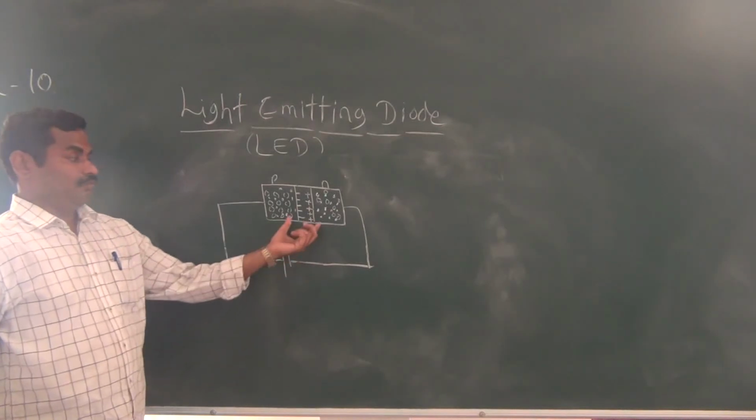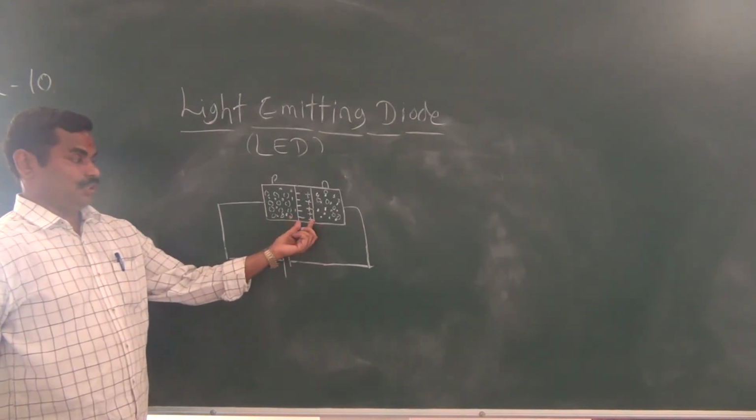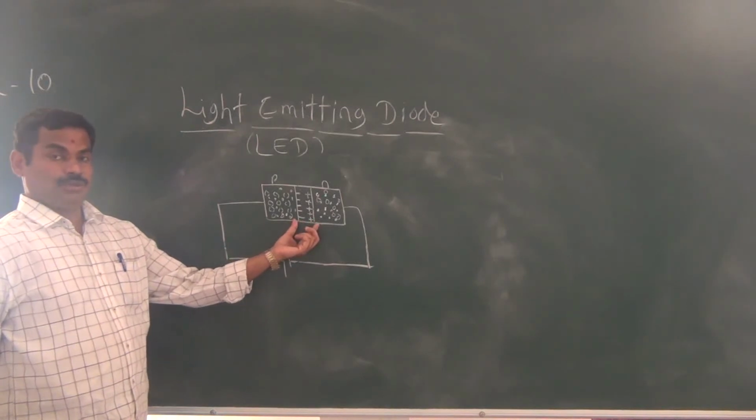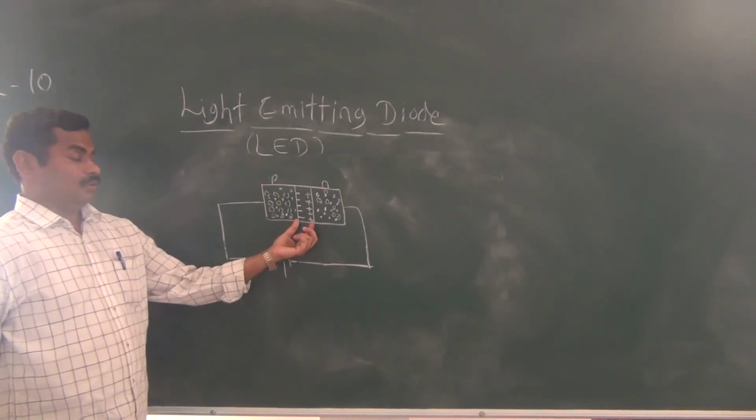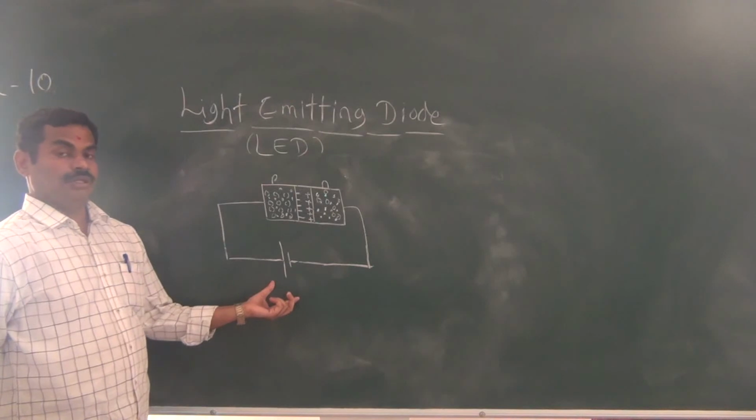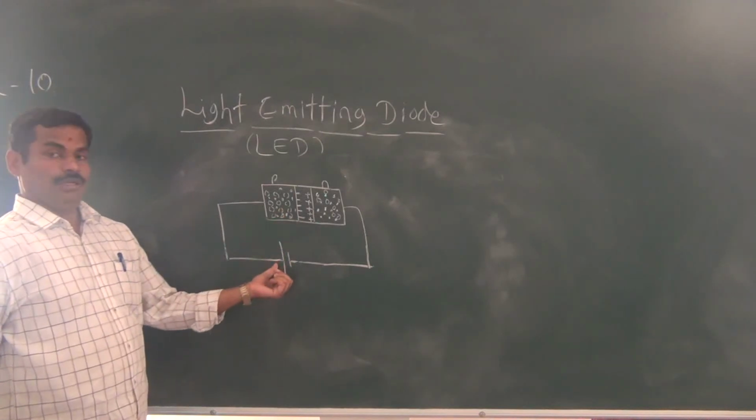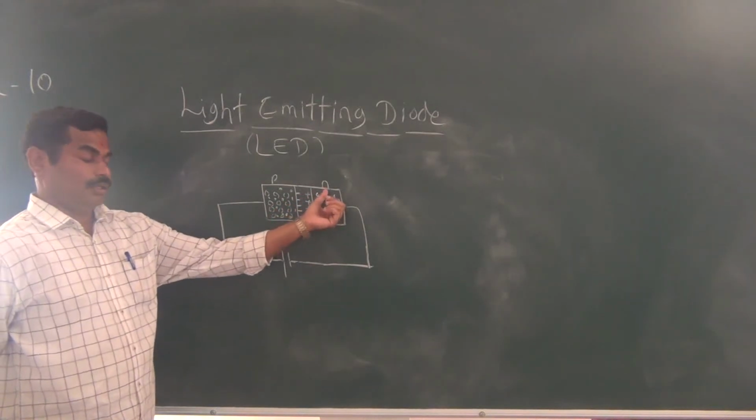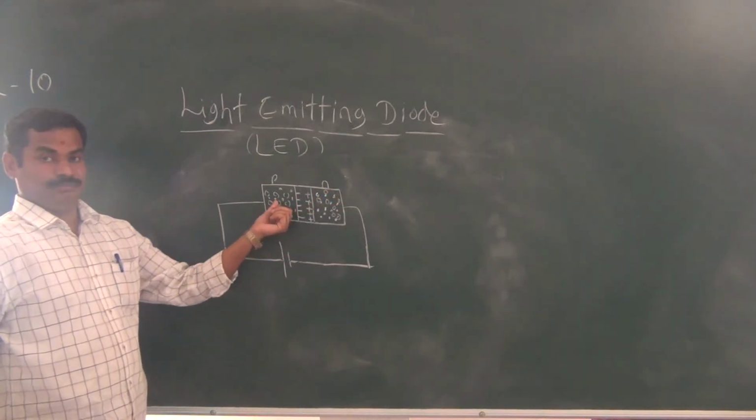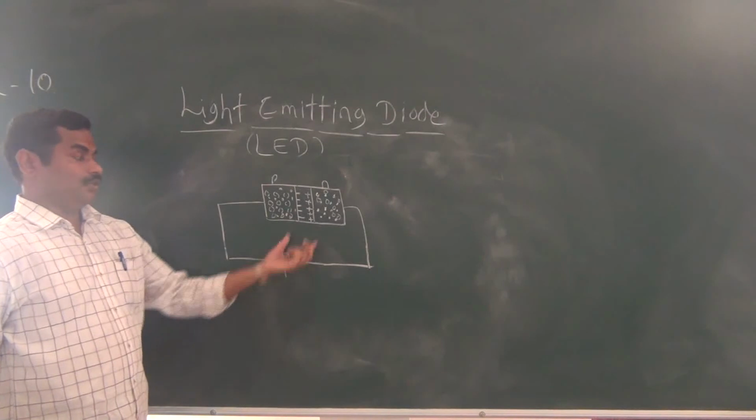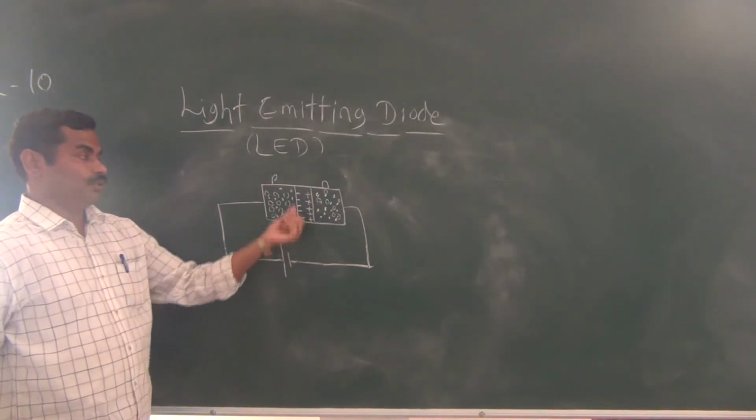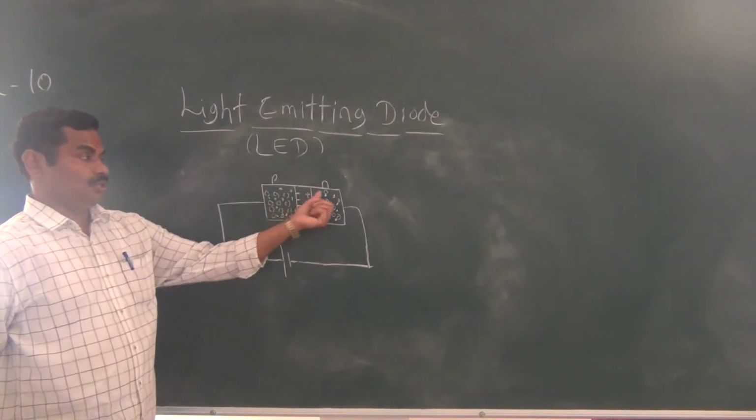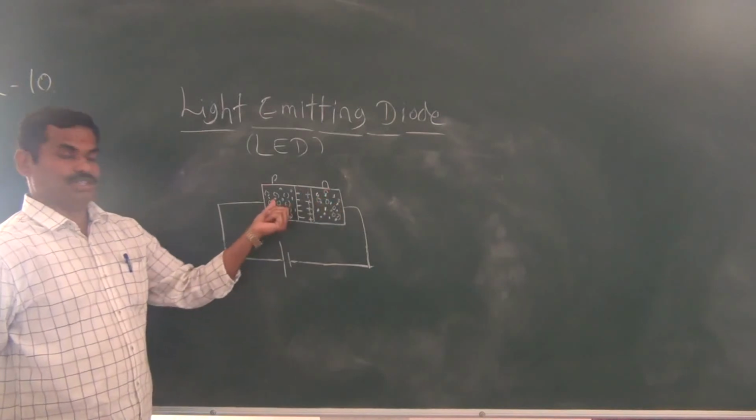As you know already, because of the forward bias, the depletion layer reduces. An important thing: because of the forward bias, the holes move towards the N side and the electrons move towards the P side.